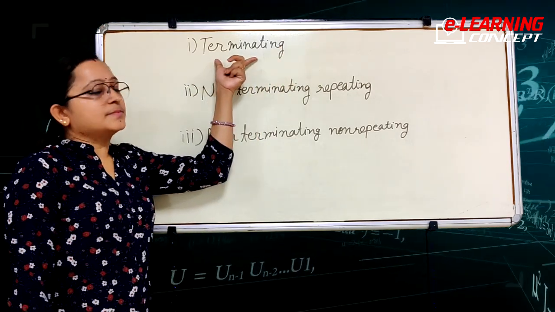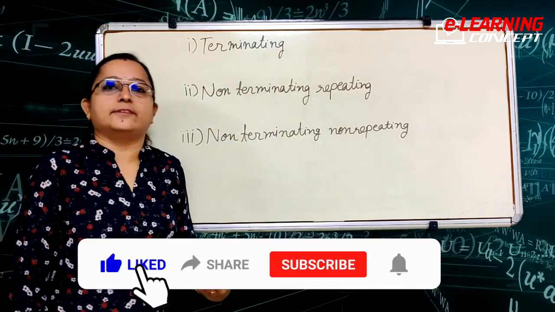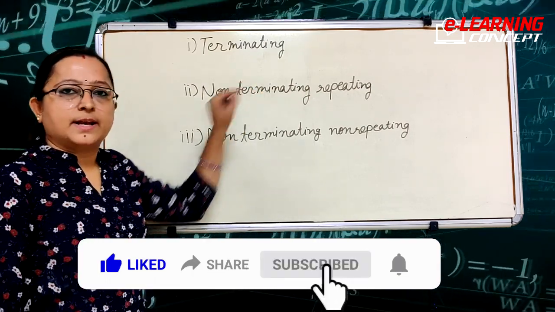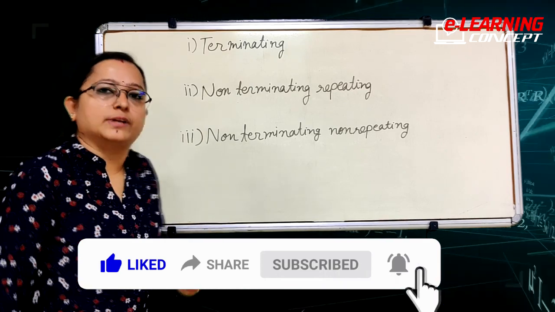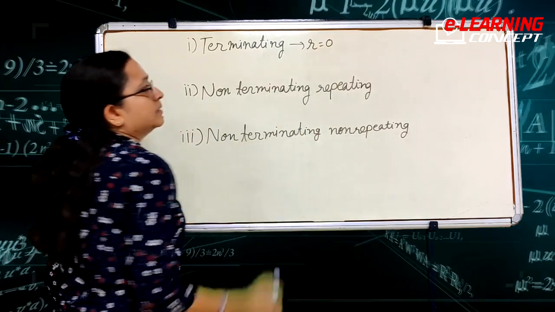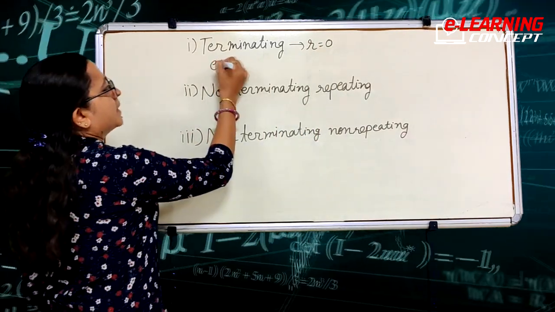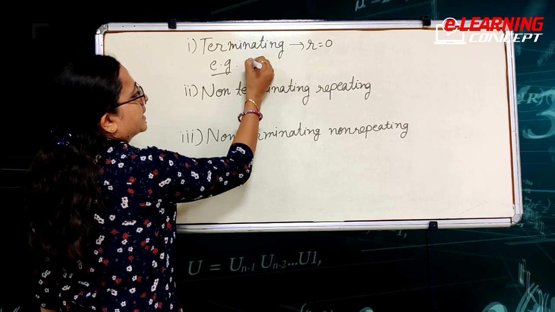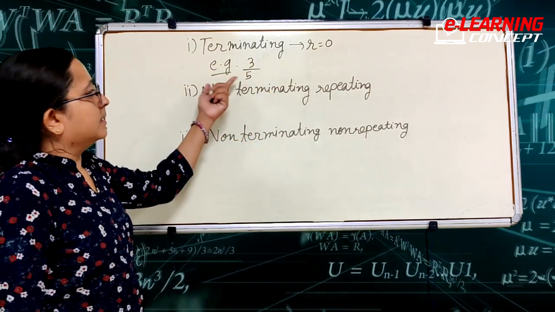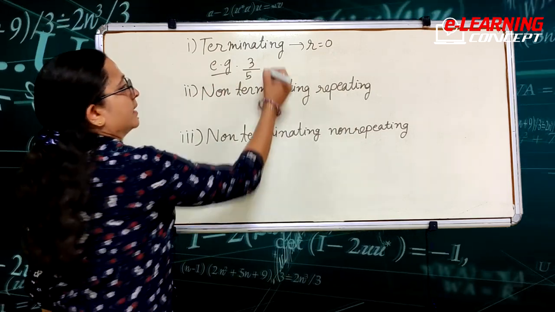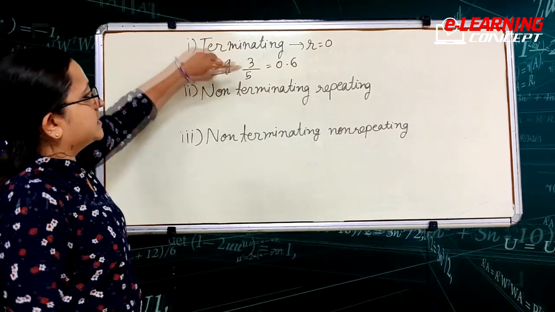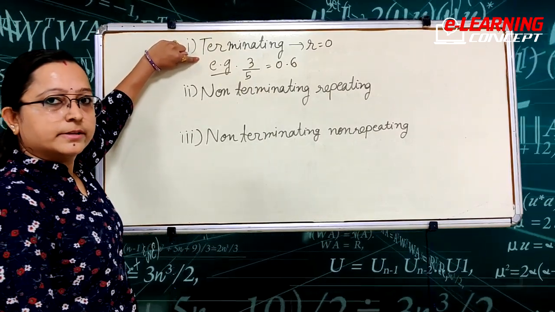So terminating decimal expansion means when you are taking division and you get remainder 0, you will get this kind of decimal expansion because division stops there only. For example, you have taken 3 by 5. If we are taking division of 3 by 5, whenever you divide, you will get the remainder 0, right? And it will be 0.6. So this is terminating decimal expansion.